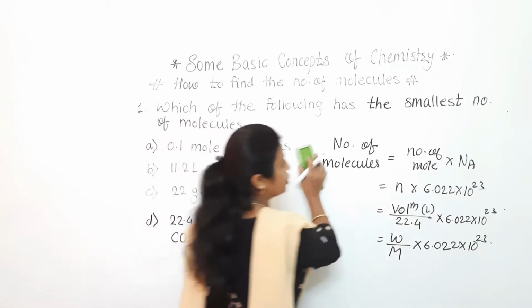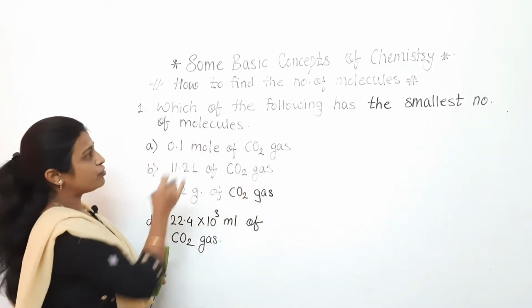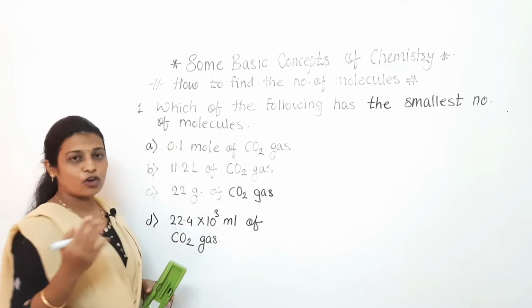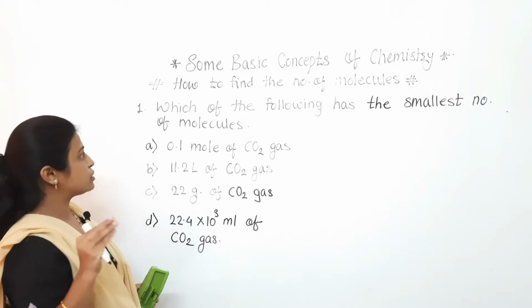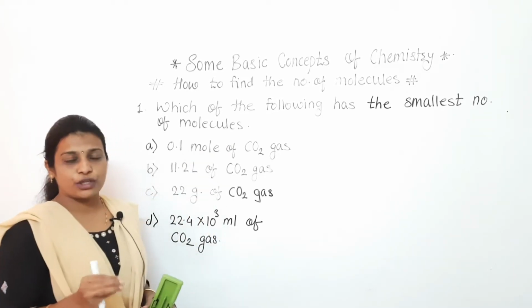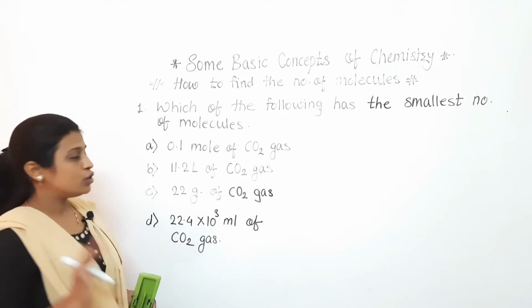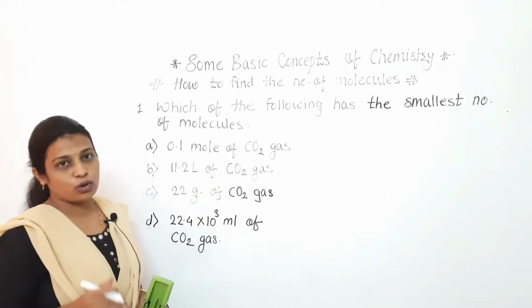Now see here, what is the first question? First question is which of the following, means they have given 4 options and we have to find out which of the following has the smallest number of molecules, means in these four options, which option has fewer number of molecules. So first option, what is that? 0.1 mole of CO2 gas.